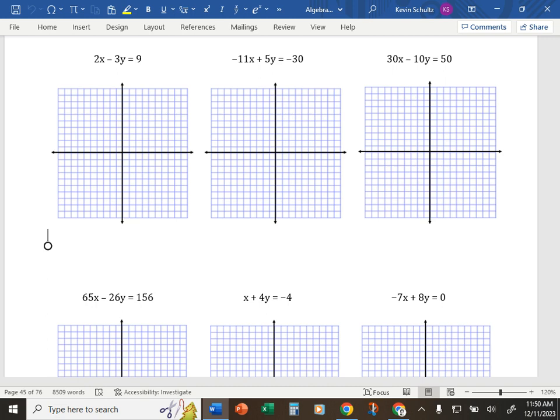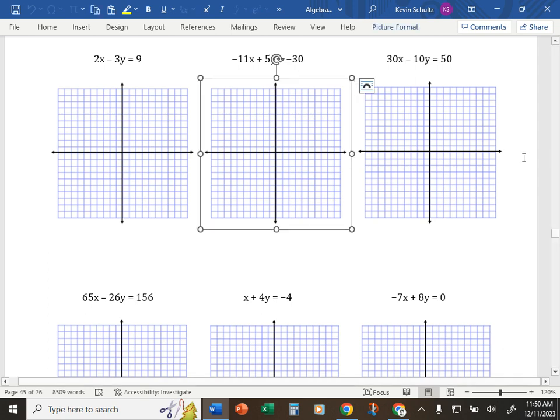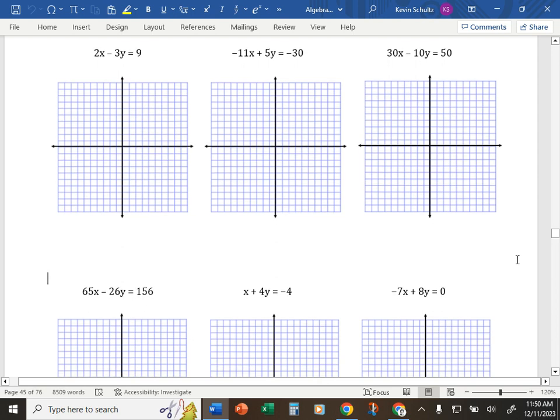Which one gives the most heebie-jeebies? Tristan? The 30x minus 10y. Third one? Okay. I'm going to scroll this up just a little bit. Oh, no, it's fine. Okay. So 30x minus 10y equals 50.